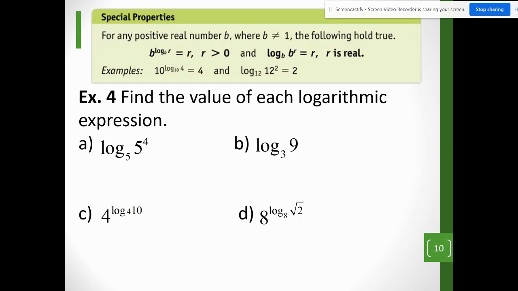Now we're going to use a couple of rules. For b to the power log base b of r, notice how, let me emphasize, this b and this b repeat. When those happen to repeat, I'm just going to get this. And then when I have log base b of b to the r, let me emphasize, when these two repeat, I'm just going to get that.